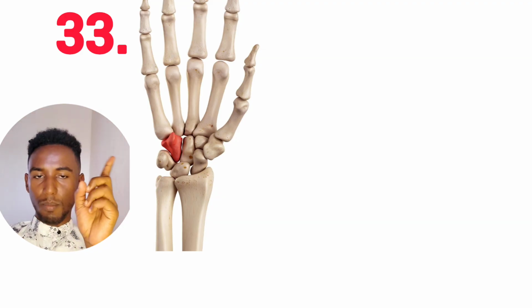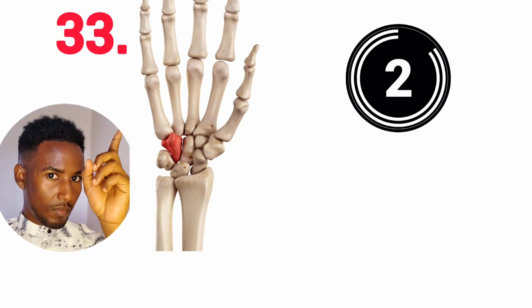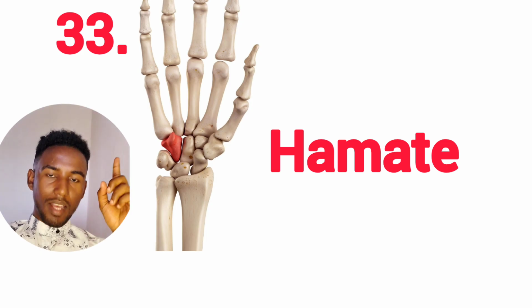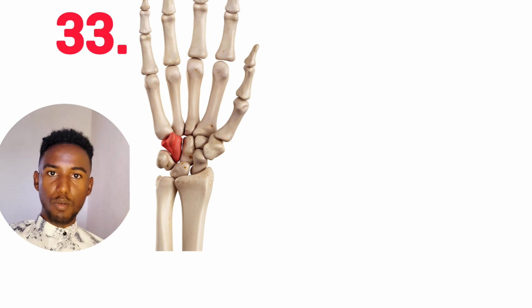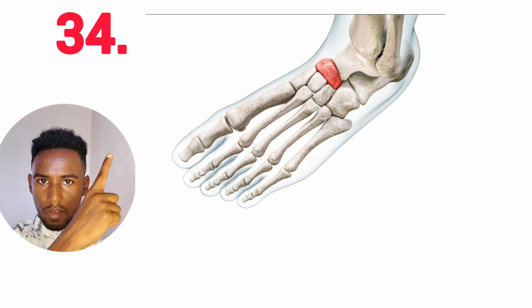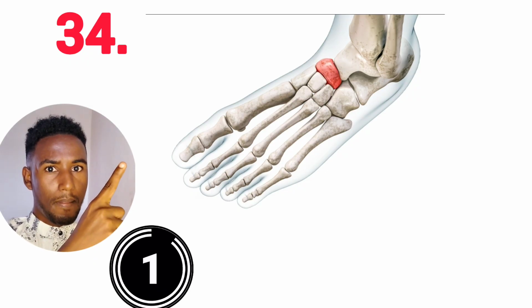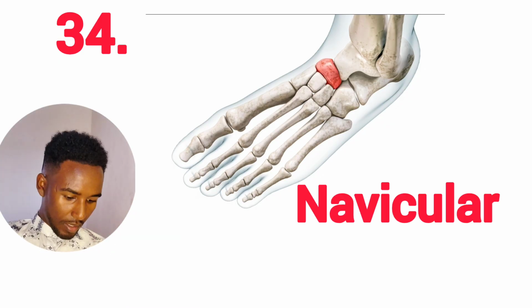Okay, question number 33. Can you name this bone? It is called hamate bone. Hamate bone is a carpal bone with a distinctive hook. Question number 34. Can you guess the name of this bone? It is called navicular bone. Navicular bone is a medial tarsal bone.